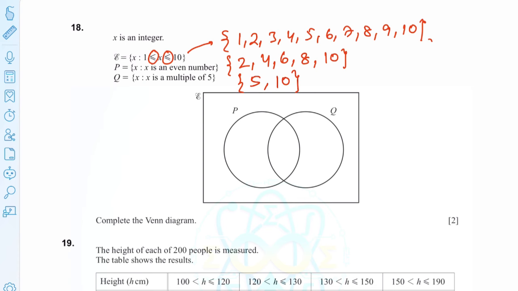Now we'll try to fill the Venn diagram. How to fill the Venn diagram? The first step is you can see here that in this set and this set, the common number which is given is 10. So I'll put 10 here.